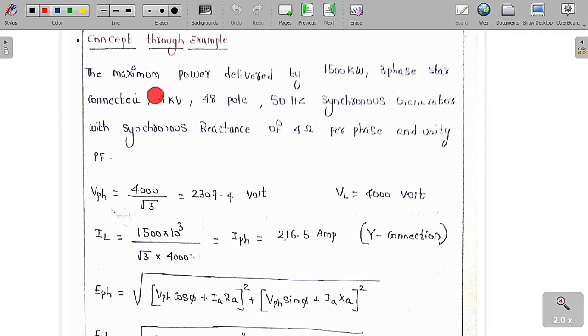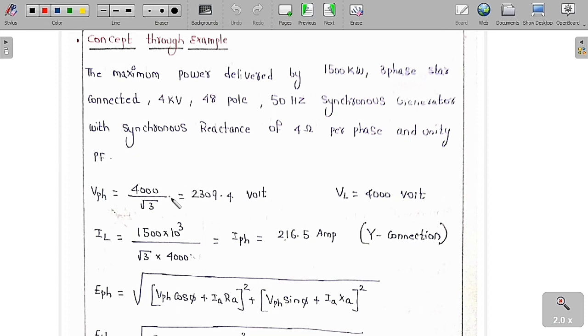The concept example. The maximum power delivered by 1500 kilowatt 3-phase star connected 4 kV 48 pole 50 Hz synchronous generator with synchronous reactance of 4 ohm per phase and unity power factor. So in the question they are asking what is the maximum power delivered by this generator.